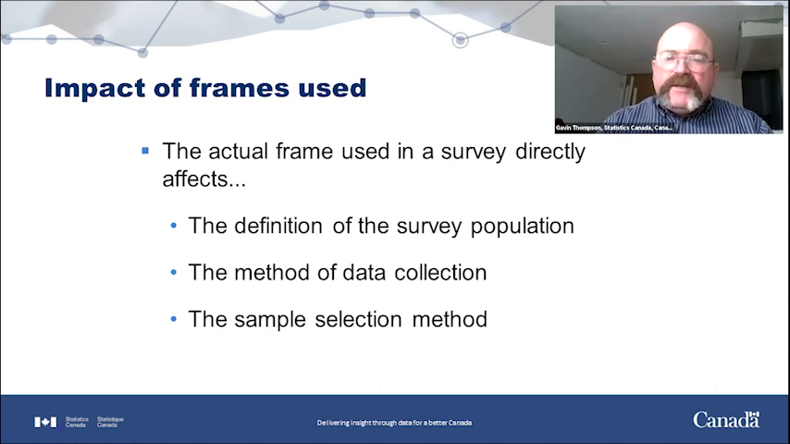We're going to go talk to the people who live there. With homelessness, it's much more difficult and it requires a much more intricate sampling method. The method of data collection: if I have email addresses for the people here, or I have phone numbers, it's going to change the way in which I can collect the data. And it will affect the sample selection method.